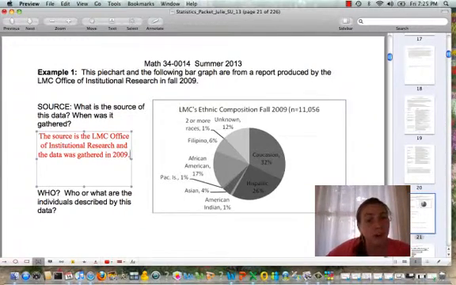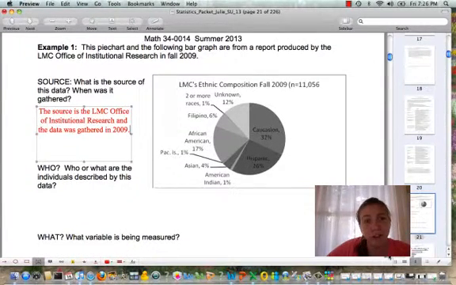You want to start developing the habit of answering questions with complete sentences as we move to working on projects later on in the semester, and as you take quizzes and tests, you want to be in this habit of giving me complete sentences to really clearly communicate your answers.